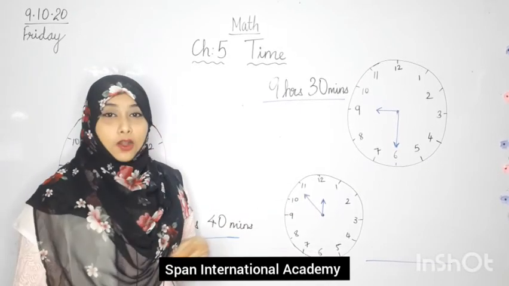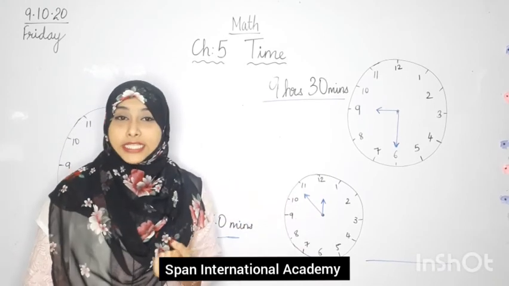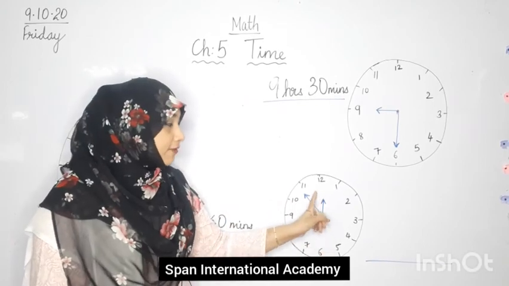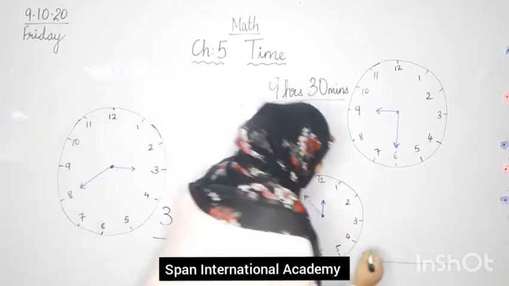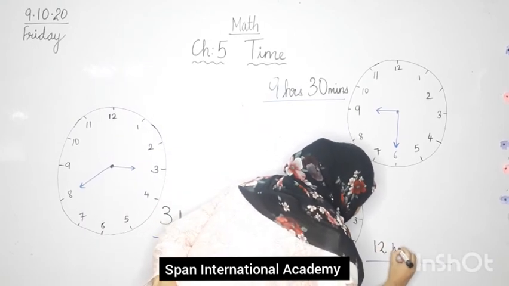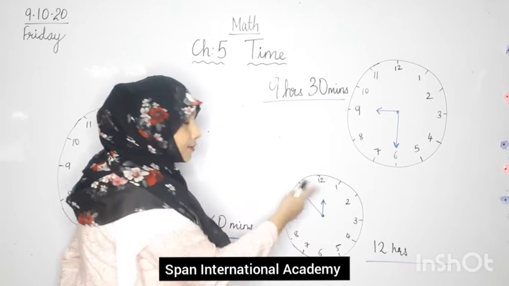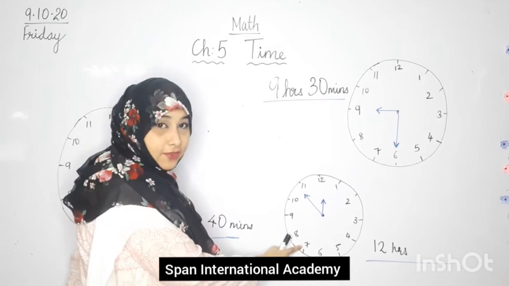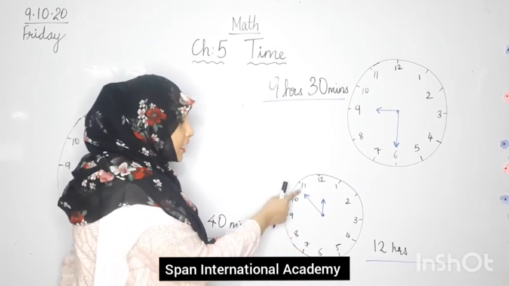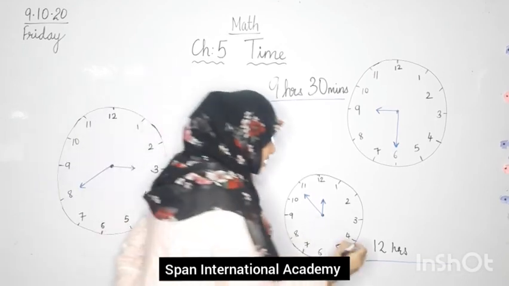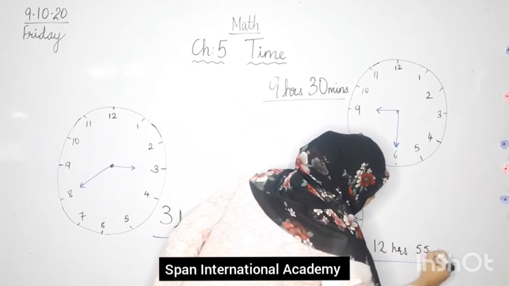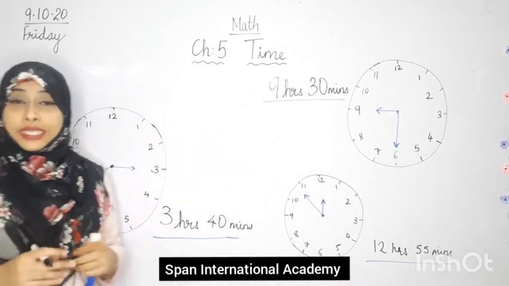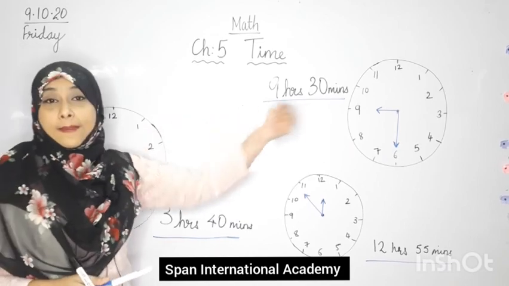Here now on the third clock. Please, can you tell me what is the time? Yes, you all are guessing it right. It is 12 hours and how many minutes? 12 hours and minutes. 5, 10, 15, 20, 25, 30, 35, 40, 45, 50, 55. It is 12 hours, 55 minutes. So this is the way we read time including hours and minutes.